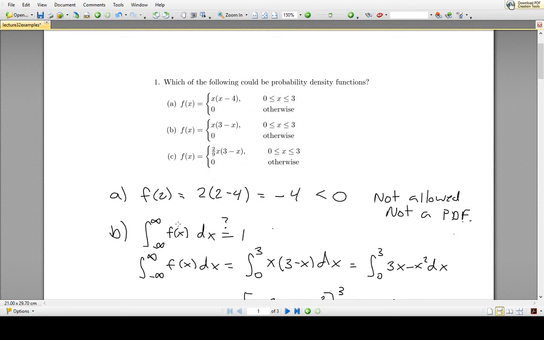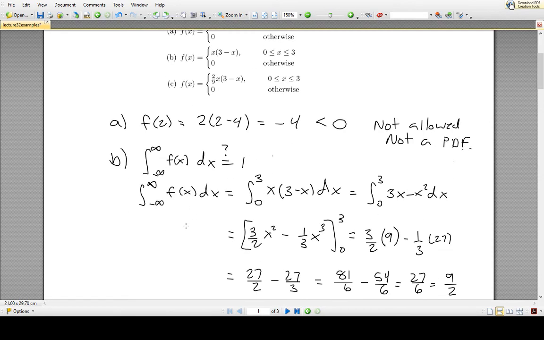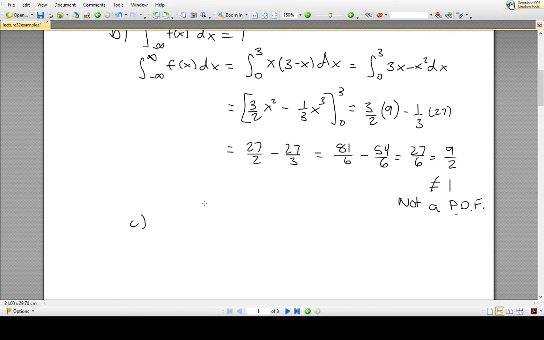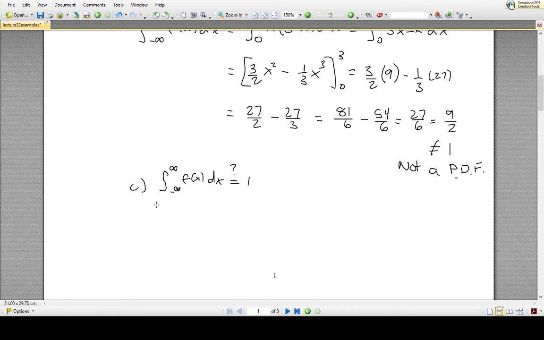So the next thing that we want to check is whether or not the integral of this function from negative infinity to infinity is equal to 1. So again, we need to ask, is the integration from negative infinity to infinity of f of x dx equal to 1? And so let's check. So this ends up being the integral from negative infinity to infinity of f of x dx. This is what we're trying to calculate for the function that we are talking about.